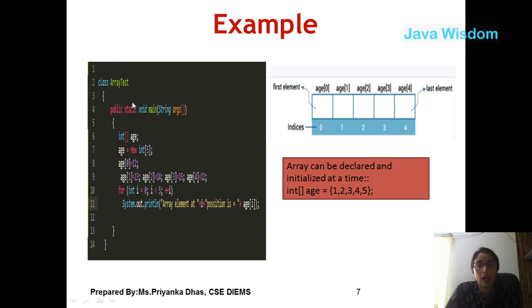I have defined one class test. Within that I am declaring an array with identifier age. So int square bracket age indicates that age is a variable of type integer as well as an array variable. Second point, it is instantiating an array. age is equal to new int of 5. So it allocates dynamic memory to the age array of size 5 elements.